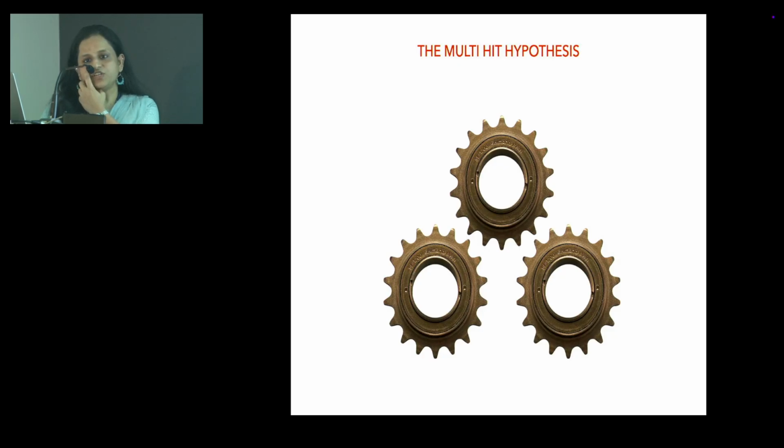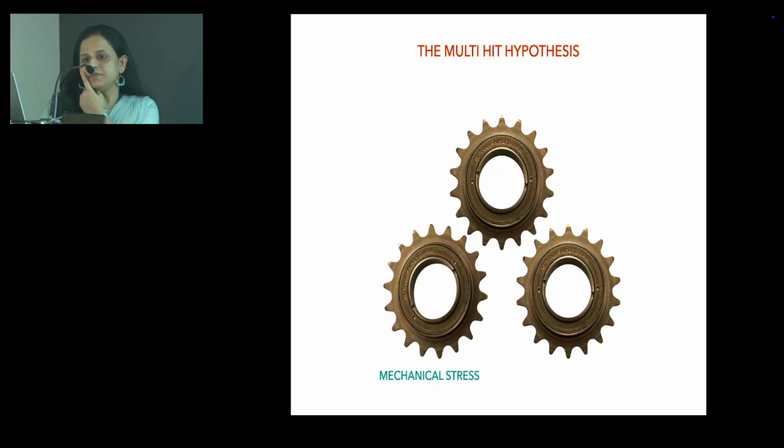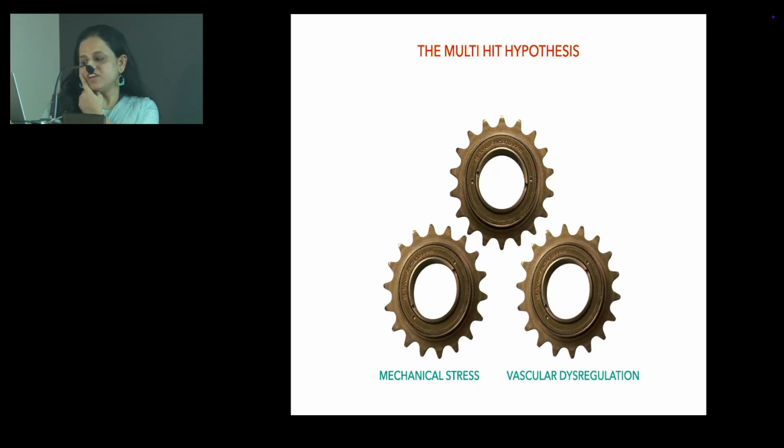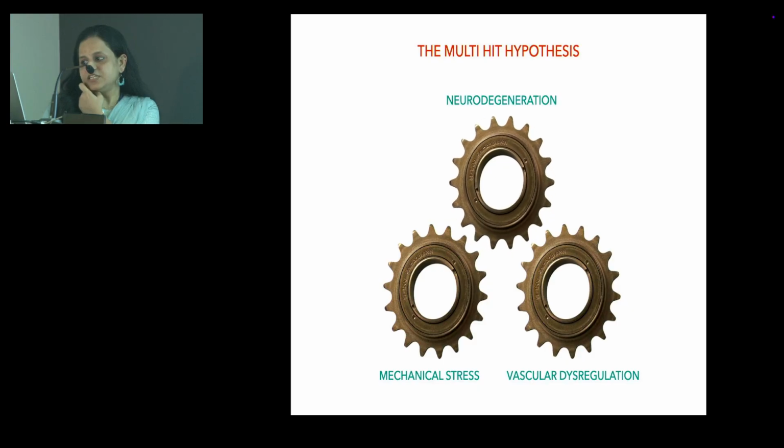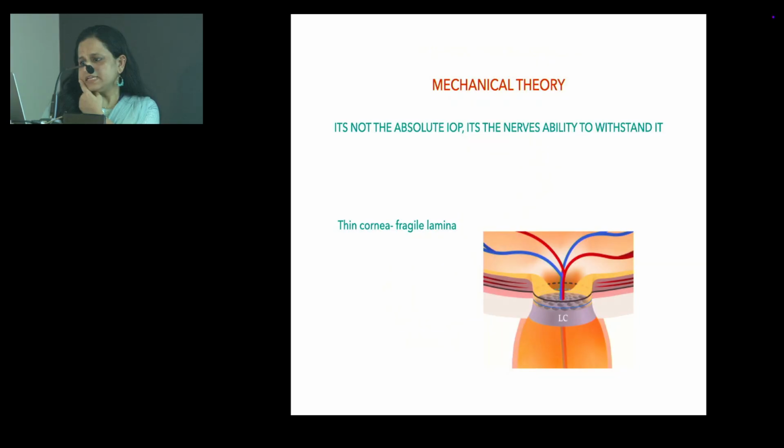Generally when we talk about pathophysiology, we have a multi-hit hypothesis for normal tension glaucoma. They can be mechanical stress, vascular dysregulation and neurodegeneration. Talking about the mechanical theory, it is not the absolute IOP that matters, it's the nerve's ability to withstand it. Generally it's seen that thin corneas have fragile lamina.